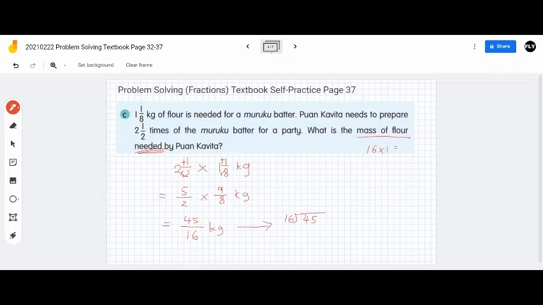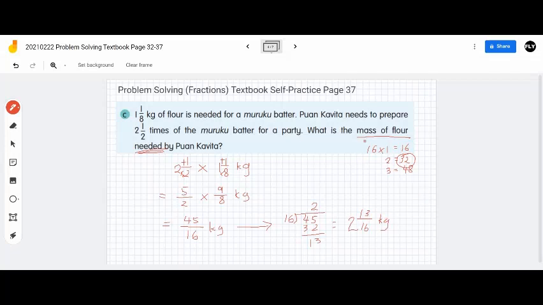16 times 1 is 16. 16 times 2, 32. 16 times 3, 48. Choose the smaller number, so 16 times 2, 32. 5 minus 2, 3. 4 minus 3, 1. So your final answer would be 2 13 over 16. What is the unit? The unit is in kg.